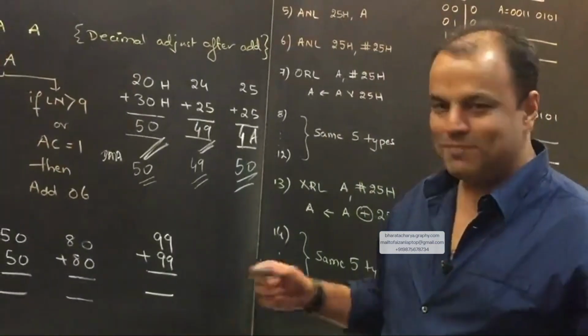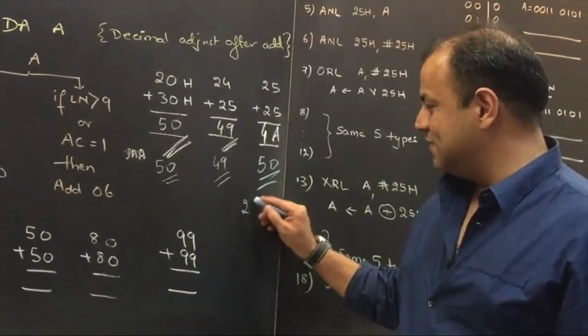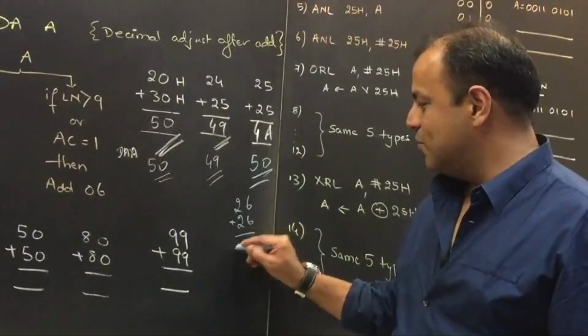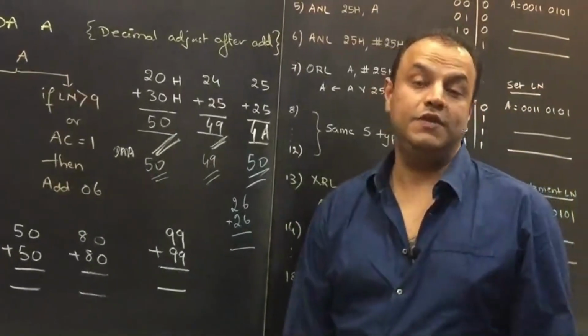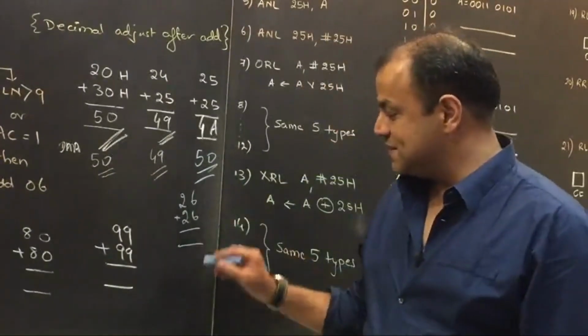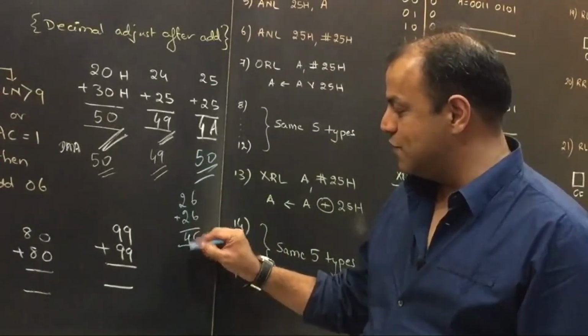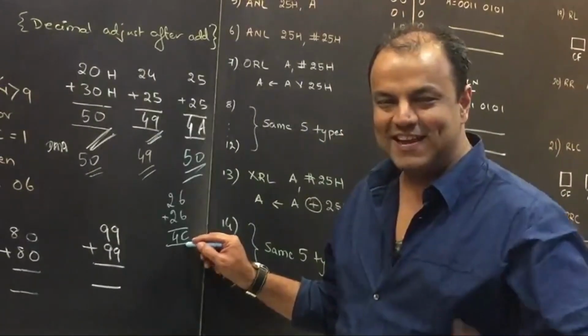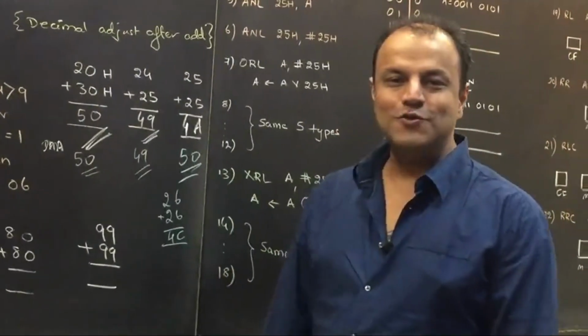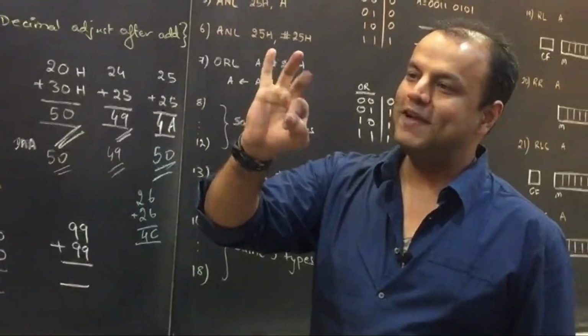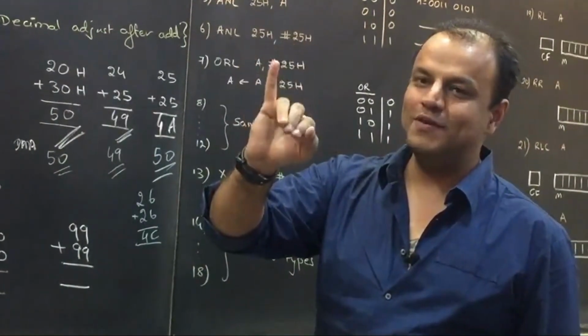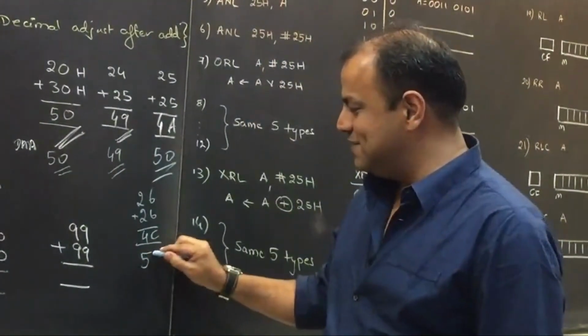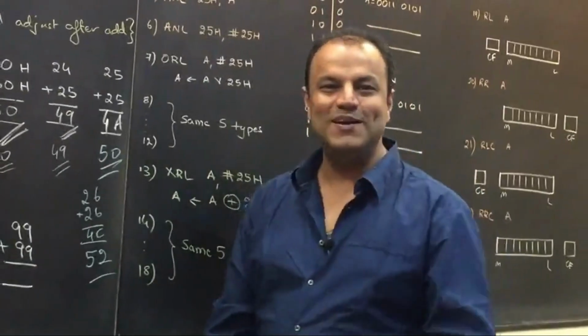Let's take one more example for my happiness. 26 plus 26. What do you want the answer to be? 52. What do you get? 6 plus 6 is 12. 12 is C. 2 plus 2 is 4. Answer is 4C. Does it need adjustment? Yes, because the lower nibble is greater than 9. How much will it add? 6. 4C plus 1. 4D, 4E, 4F, 50, 51, 52. The answer is 52. Is this the answer that you wanted? Bang on. Did you understand this?